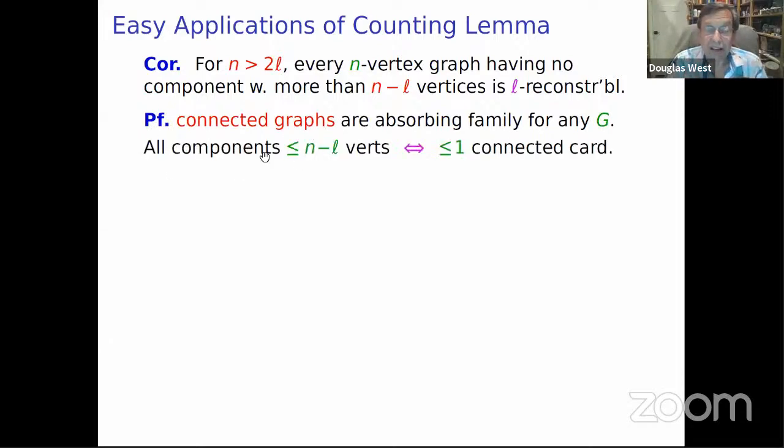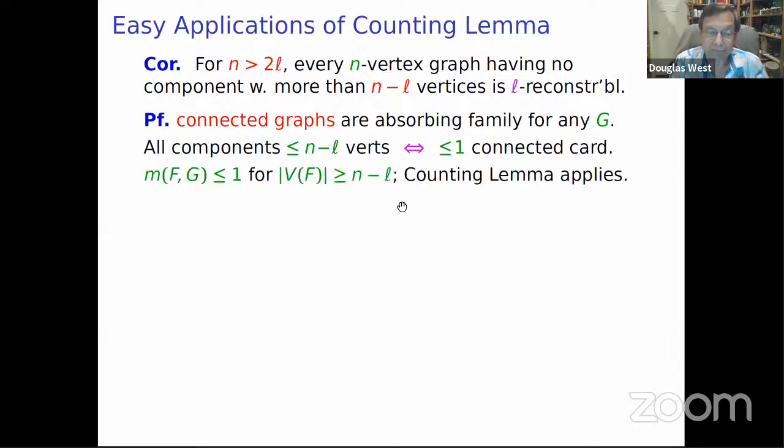And also we can recognize when all the components have at most n minus L vertices, if n is bigger than 2L. That happens when there's at most one connected card. And that means that for every connected graph with at least n minus L vertices, there's at most one of them in G as a component. And if there is one, it has n minus L vertices and we see it.